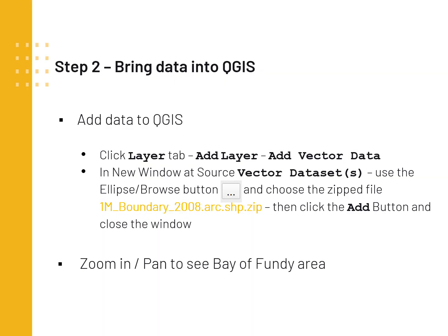Now we're ready to bring the coastline data into QGIS. To do this, you're going to go to the Layer tab at the top of the screen, Add Layer, Add Vector Layer. In the new window that appears, at the Source Vector Layers, use the ellipsis button and choose the file we just downloaded, 1m_boundary_2008.arc.shape.zip. Then click the Add button and then close the window. Then zoom in and/or pan to see the Bay of Fundy area.